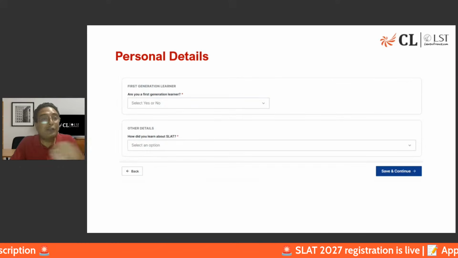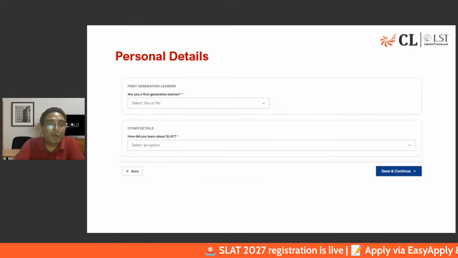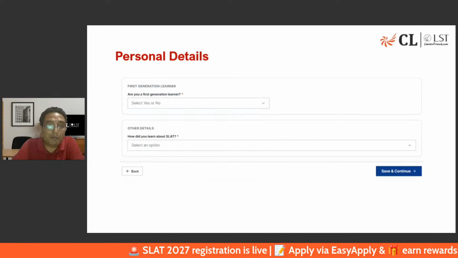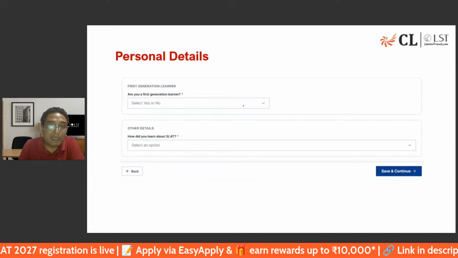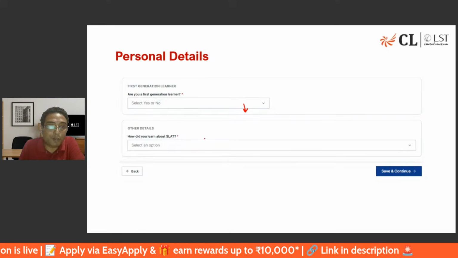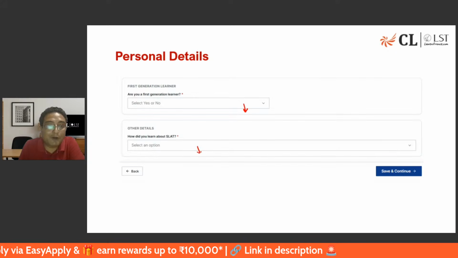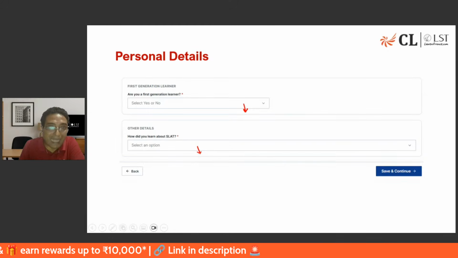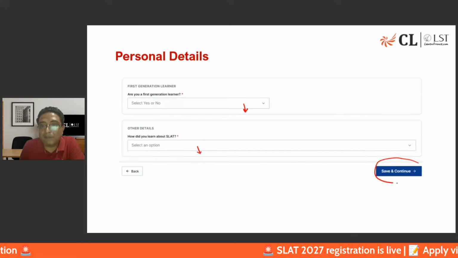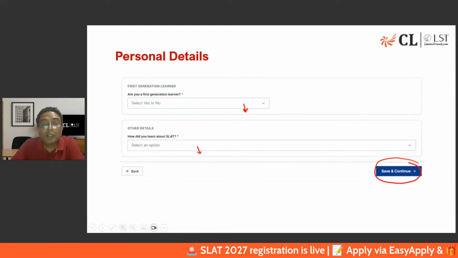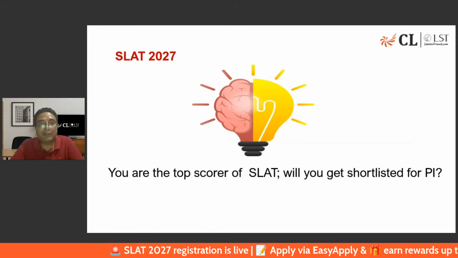Okay. Are you a first generation learner? Are you going to become the first generation lawyer, somebody who is going to study law for the first time in your family? Whichever is applicable, yes or no, select from the drop down. And from the options given for how did you learn about SLAT? How did you get the information about SLAT? The options are there, select, it doesn't matter as such. Click on save and continue and move forward to the most crucial part of the application form.